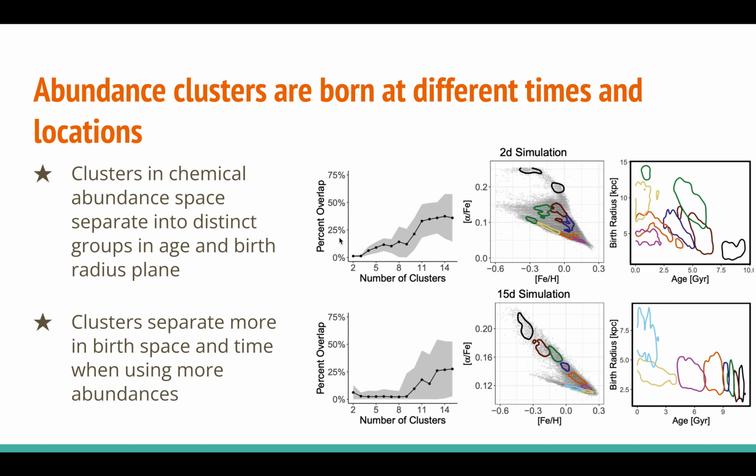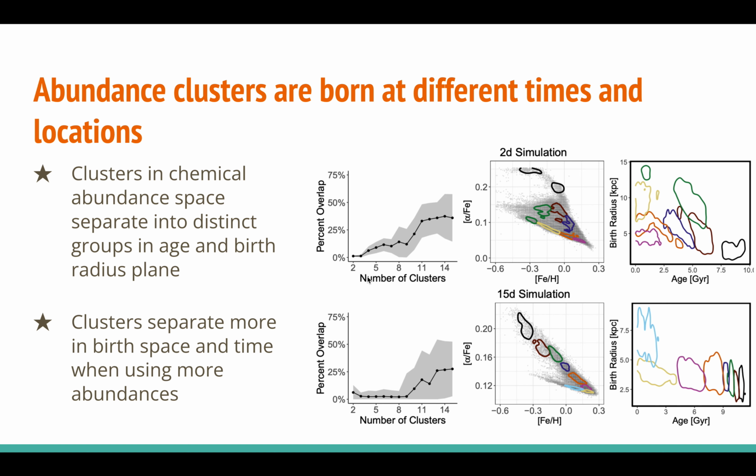This left figure shows the percent that clusters, again defined in chemical abundance space, overlap in the age and birth radius plane as a function of the number of clusters. A percent overlap of 0% would correspond to chemically similar groups that are completely different in the age and birth radius plane, whereas a percent overlap of 100 would correspond to these groups completely living in the same areas in the age and birth radius plane.